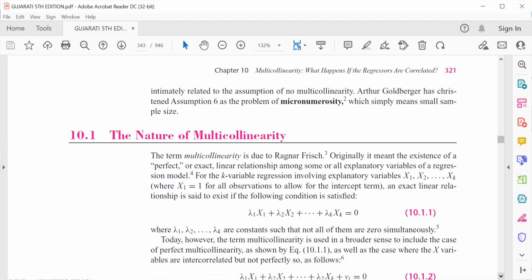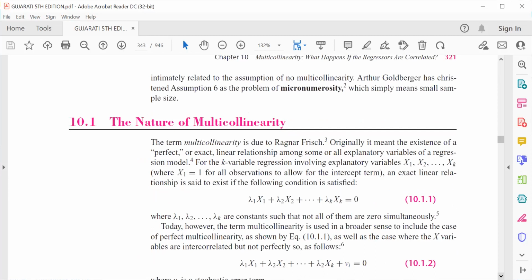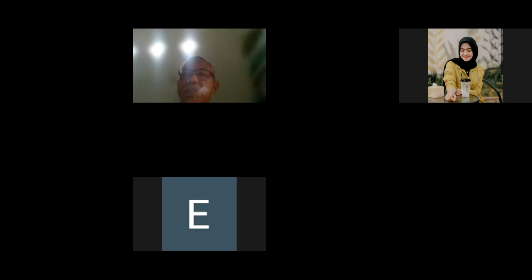We have two kinds of multicollinearity. First is perfect multicollinearity, another one is imperfect multicollinearity.